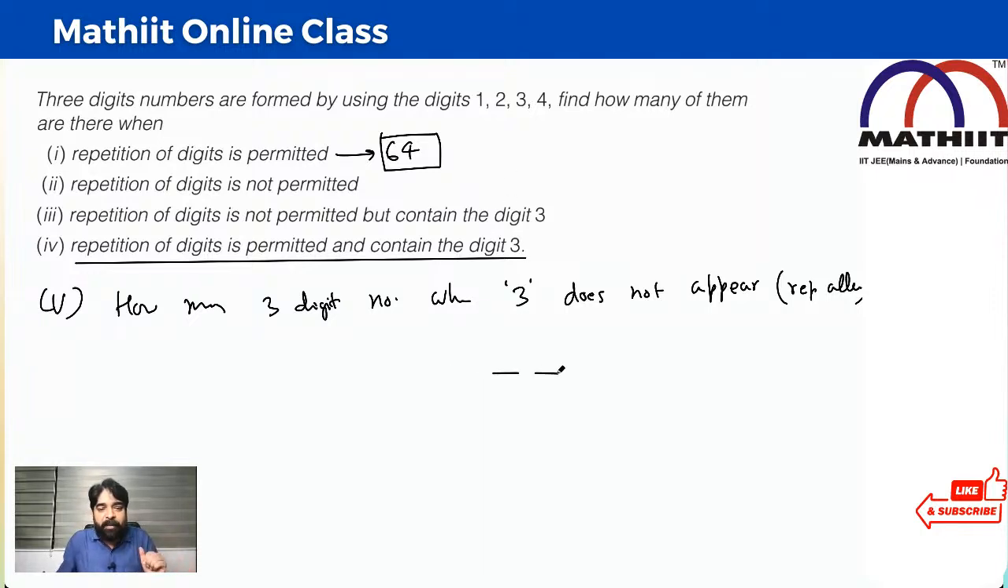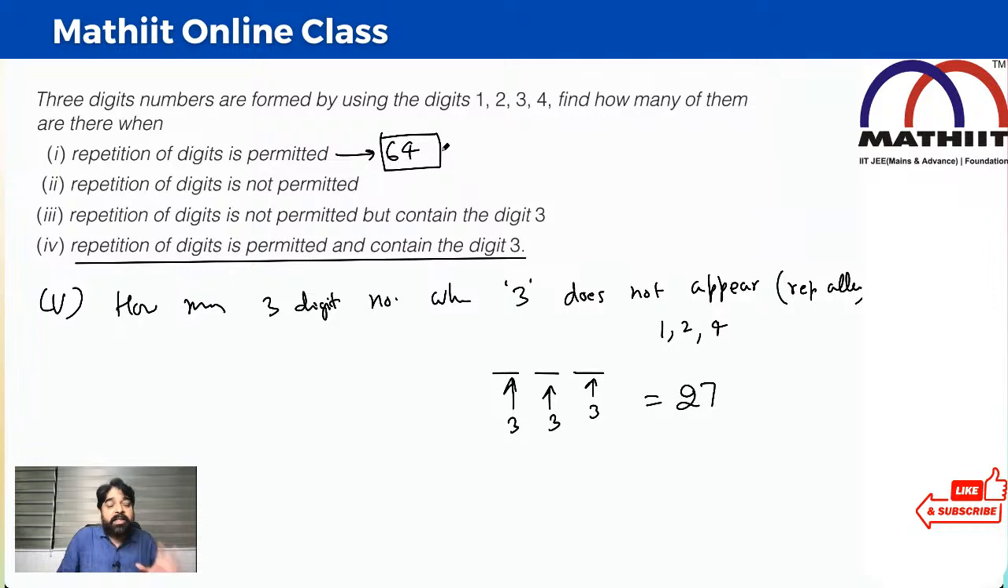So I have to form a 3-digit number, with 3 not appearing, so throw it out. How many objects are you having? 1, 2, 4. 3 I don't have to take. So this place can be filled in 3 ways. Repetition allowed, so this place can be filled in 3 ways, and this place in 3 ways. Total 27 numbers are there. 3-digit 27 numbers are there where 3 is not coming.